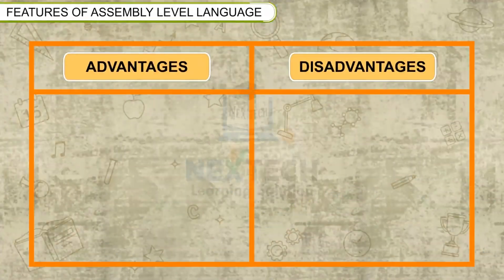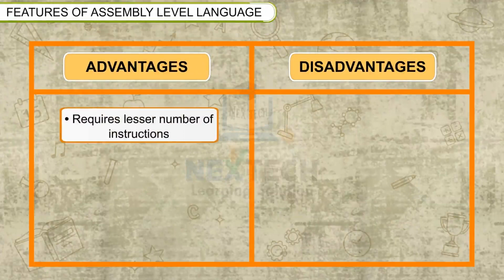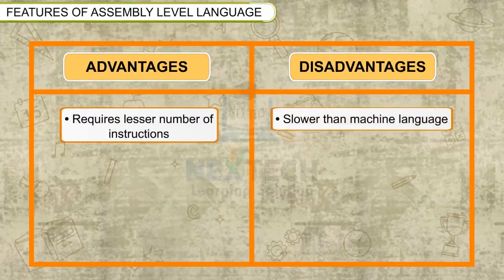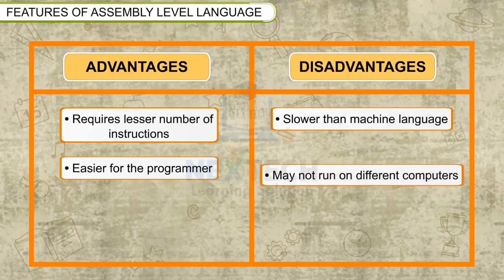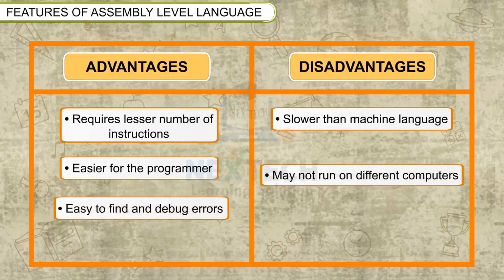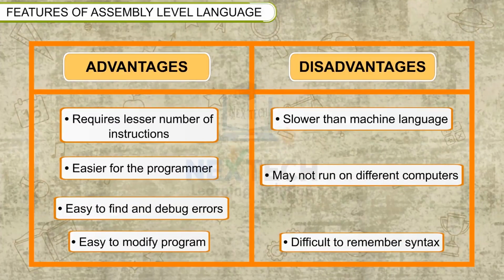Advantages, disadvantages. Requires a lesser number of instructions. Slower than machine language. Easier for the programmer. May not run on different computers. Easy to find and debug errors. Difficult to remember syntax. Easy to modify program.